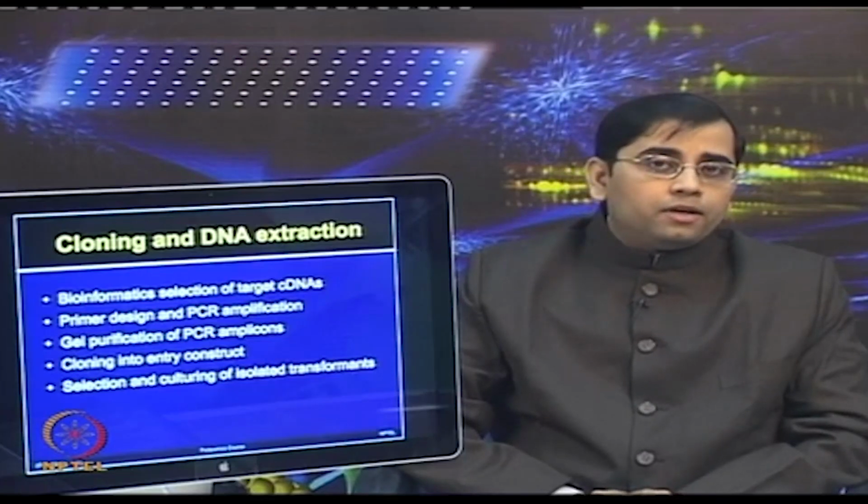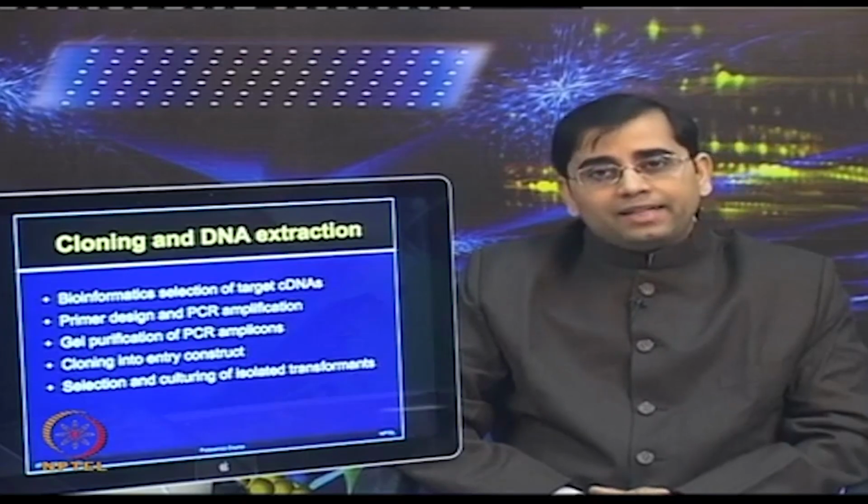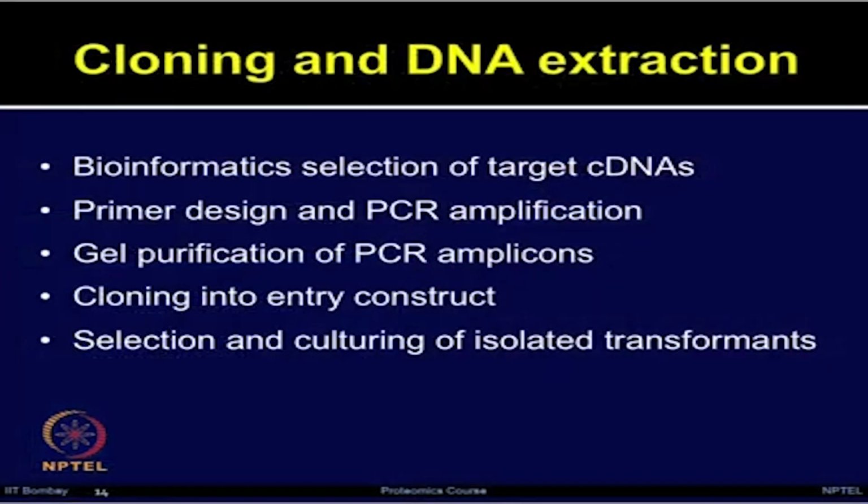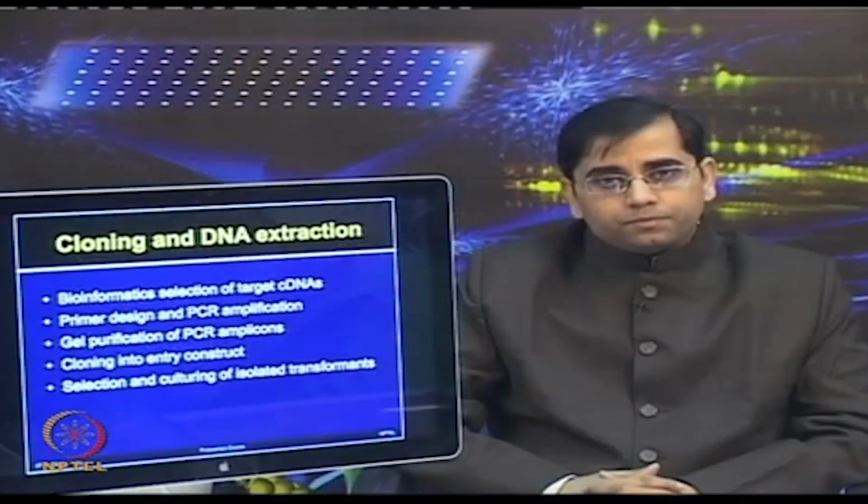So, one needs to do the cloning and DNA extraction before performing the printing steps. So, first of all, one needs to do the bioinformatics selection of target cDNAs. If you are focusing on a particular cancer or a particular disease, obviously you have to think of all the genes which could be involved in that disease, as well as different types of control features. So, one needs to do a lot of literature search and bioinformatics analysis prior to looking at what types of genes need to be printed on the chip surface.